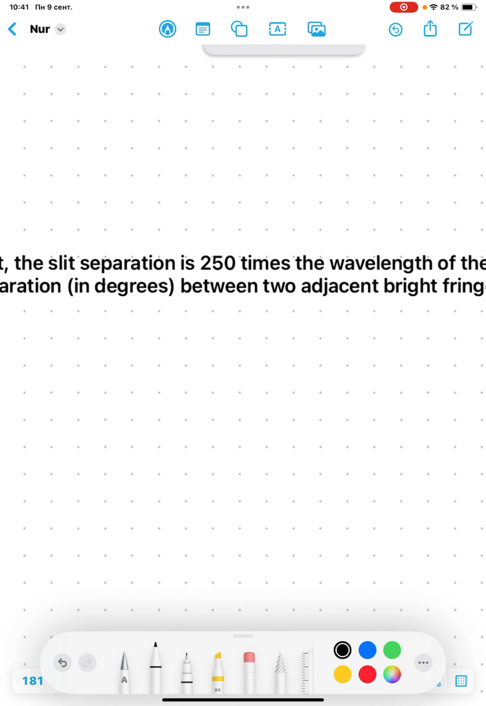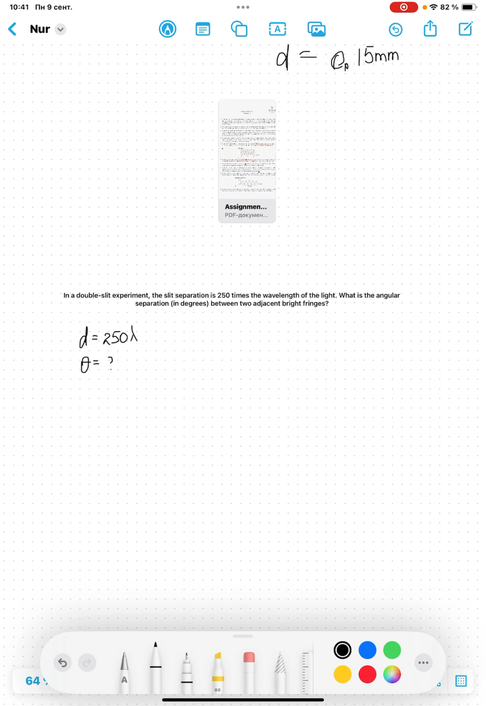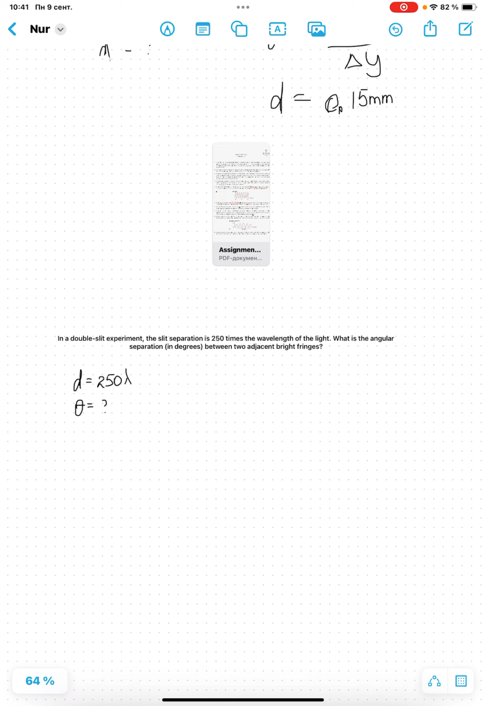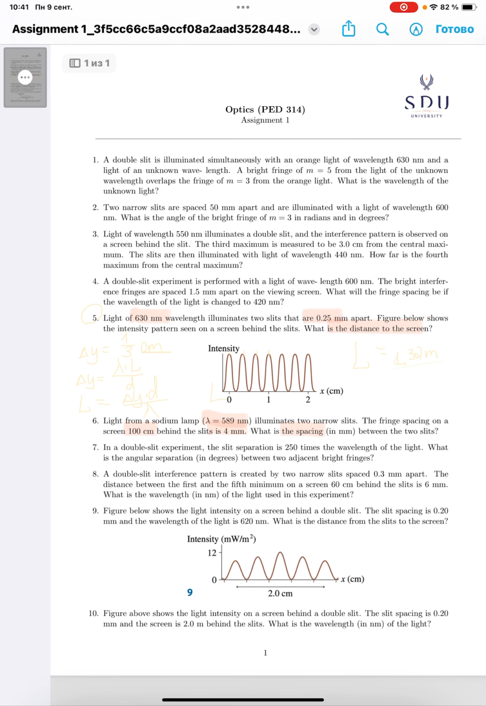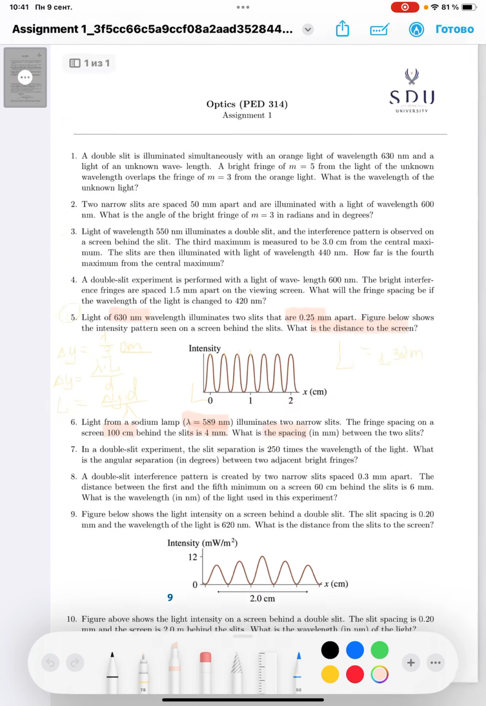Okay, let's remember our main formula where we have got... One minute. I think that I put it wrong. Here, let's go to the number 9 exercise.